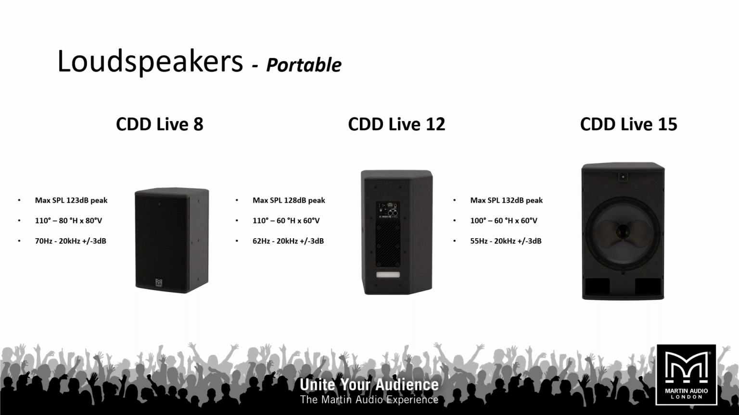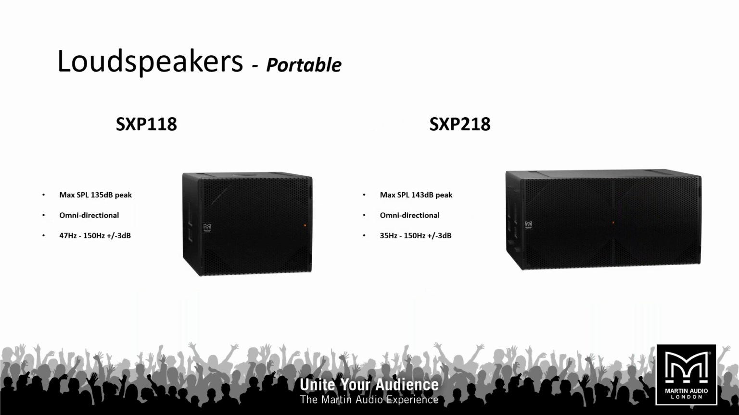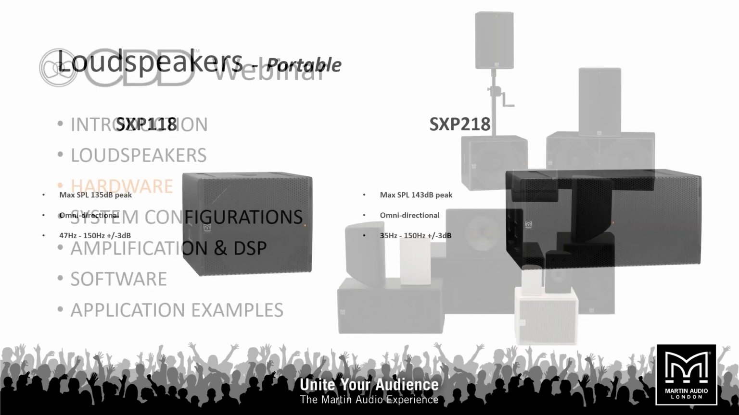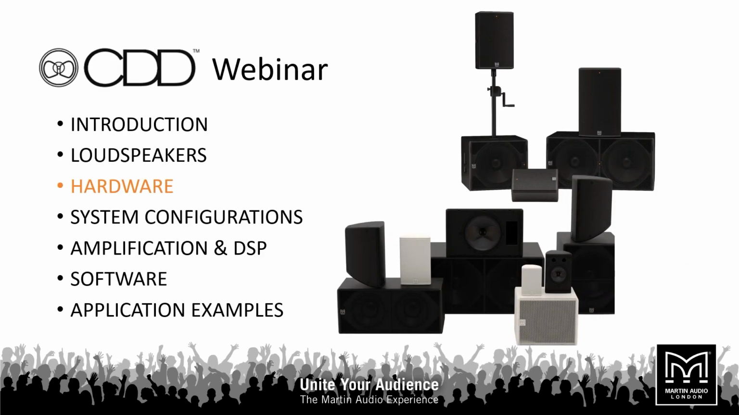To pair with those active loudspeakers, we have the SXP range, which at the moment consists of a single 18 and a double 18. Again, all with the DSP and amplification built into the back panel of these cabinets. So that is the CDD installation range and the CDD Live portable range, all of the models in the series. So have a quick look at some hardware.